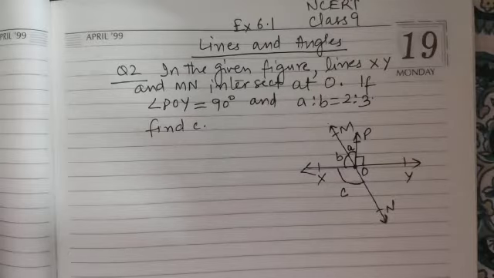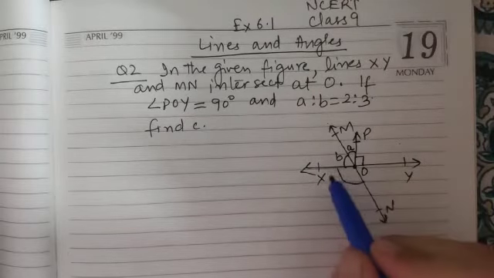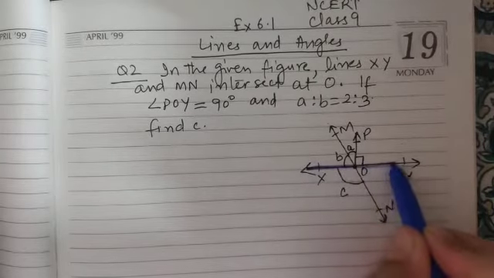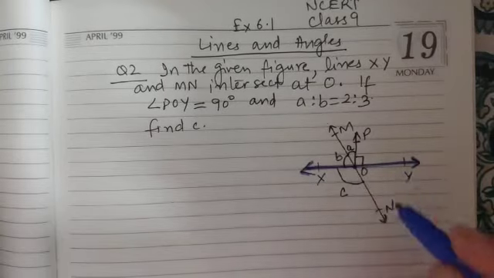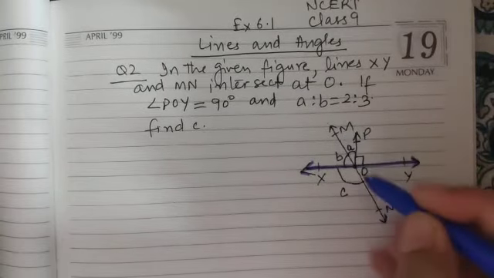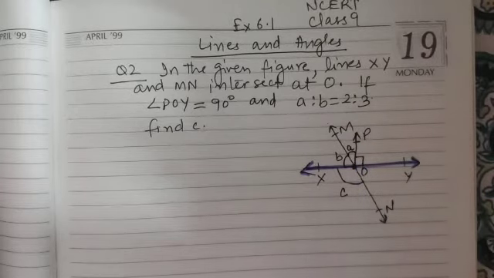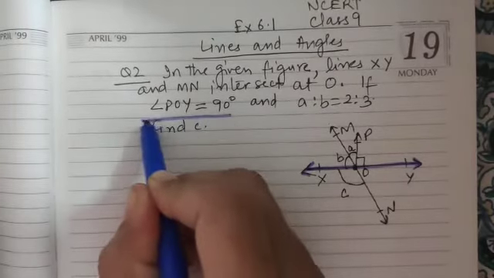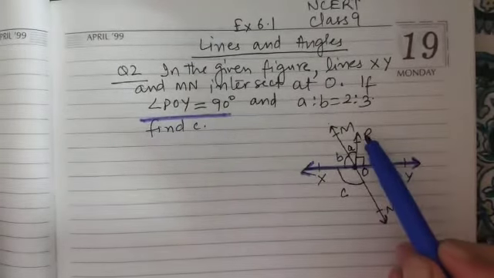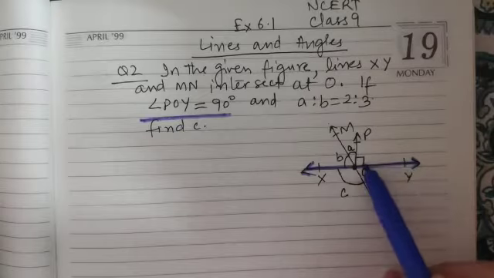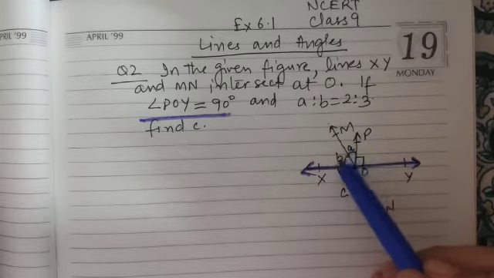तो हमारे पास एक फिगर दी हुई है already, and it is given that line XY and line MN, both these lines intersect at point O. Also it is given that angle POY, you can see here angle POY, this is 90 degrees, and it is given that A is to B.